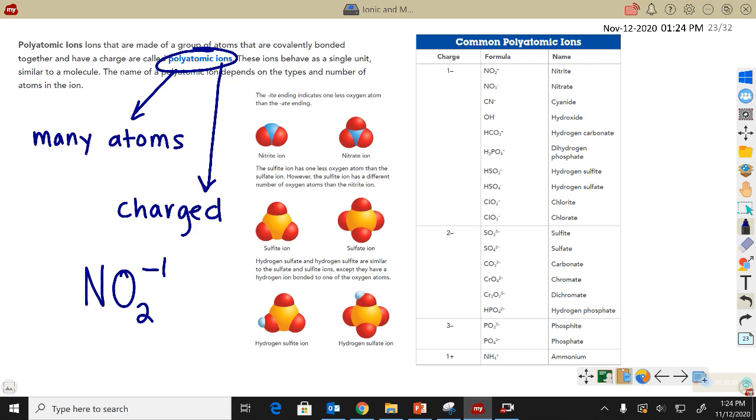Here then is a list of a whole bunch of them. Now you might want to find a sticky note or a bookmark or just a random piece of paper to put in your book at this point. Because for any test or quiz where you would need it, you can access this chart of polyatomic ions. And they're super common.